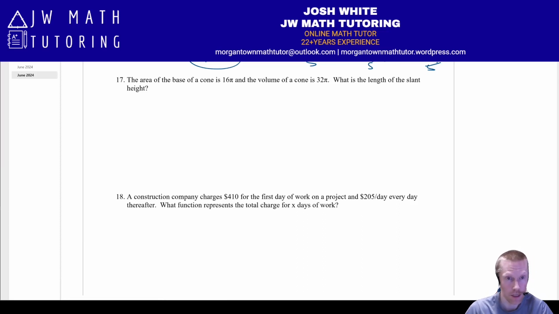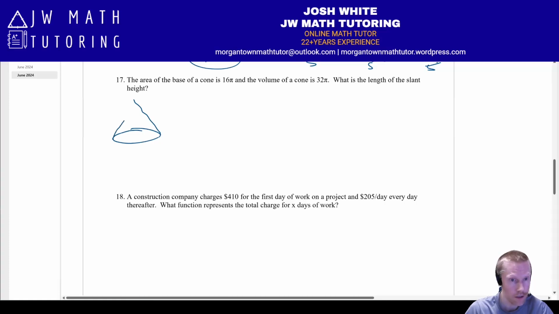All right, next one deals with a cone, specifically its surface area, area of its base, and its volume, and we want to find the slant height. So think about a cone. Here's a general picture. Here is its radius. Here is its height. And then the slant height is technically going down the side. They usually use L. It's basically the hypotenuse of this right triangle.